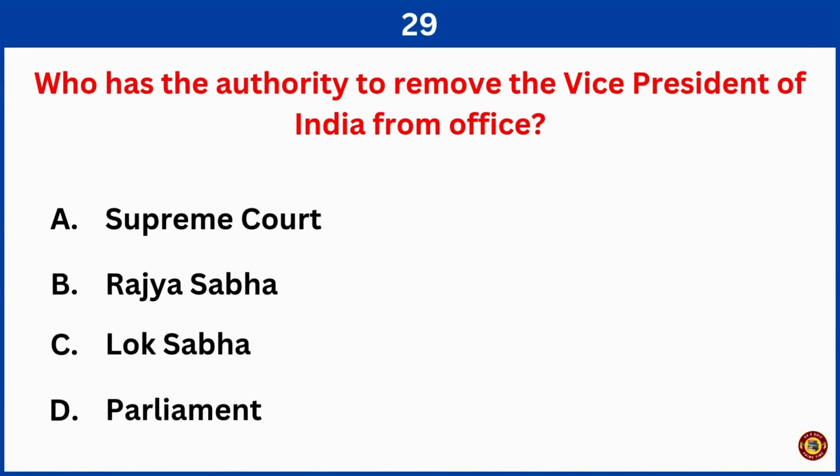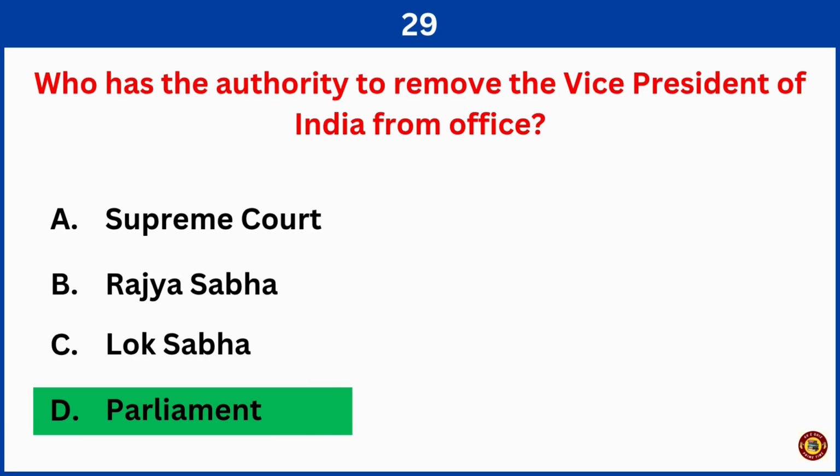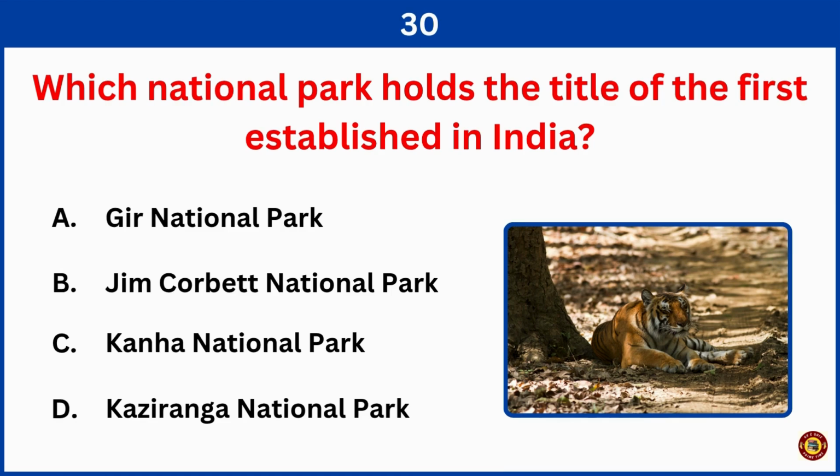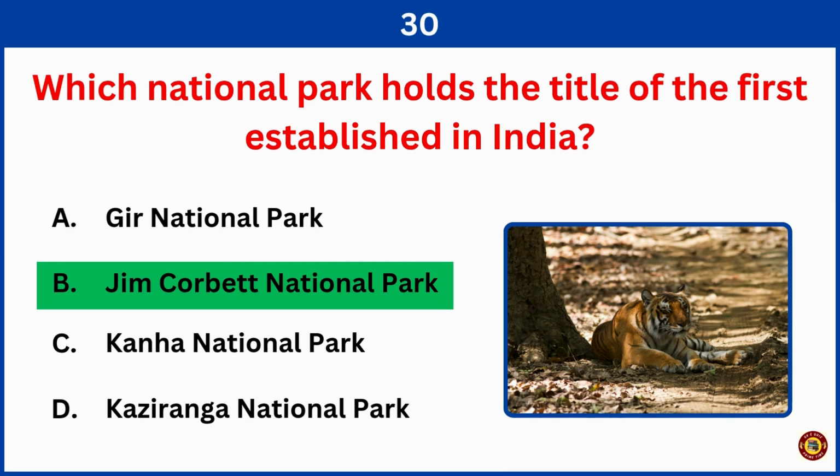Who has the authority to remove the Vice President of India from office? Right answer is option D, the Parliament. Which national park holds the title of the first established in India? Right answer is option B, Jim Corbett National Park.